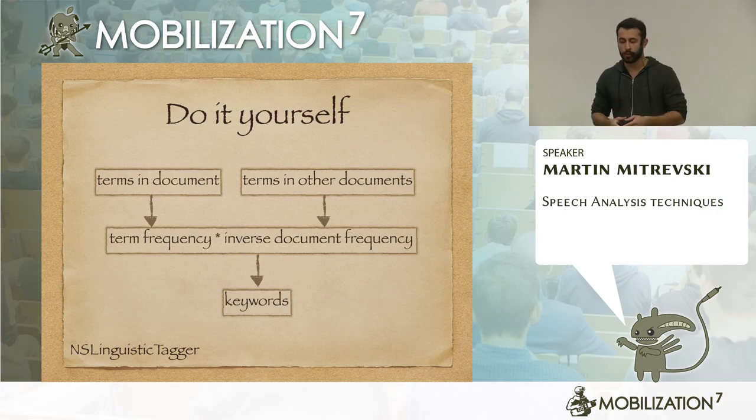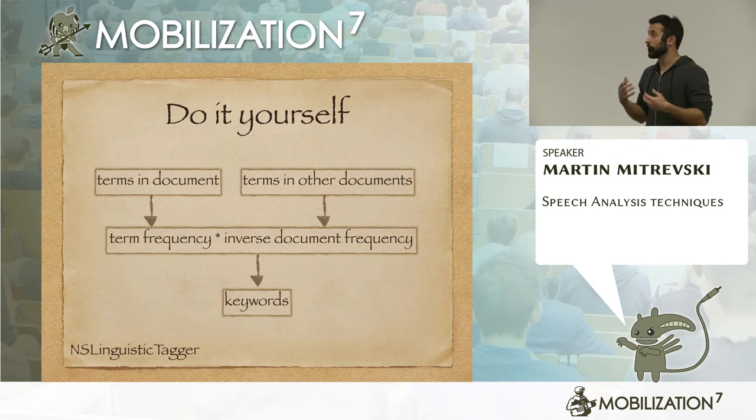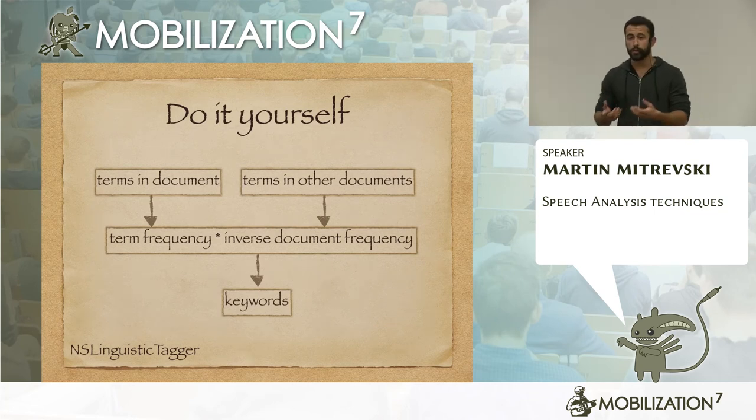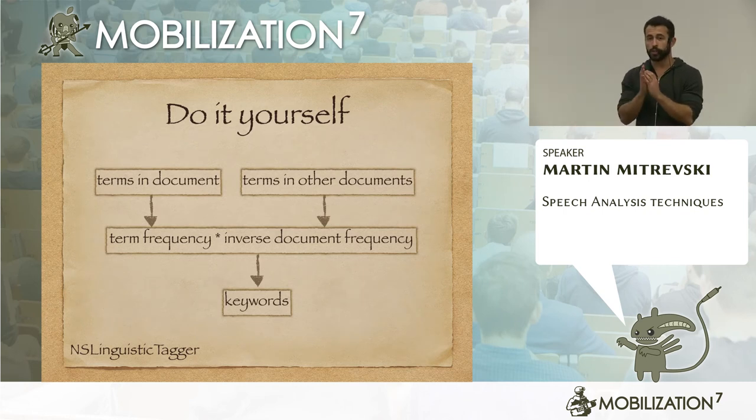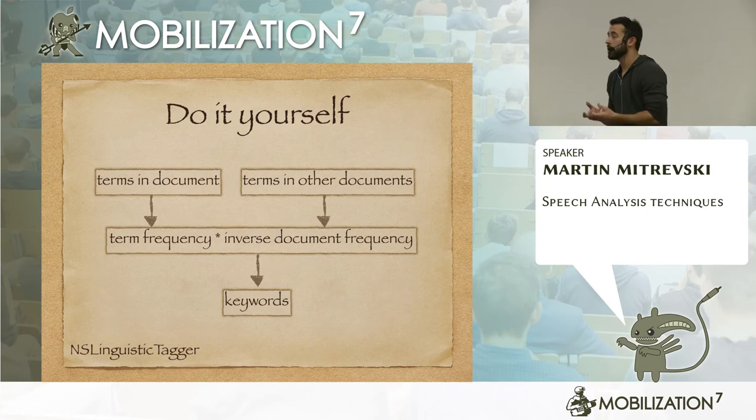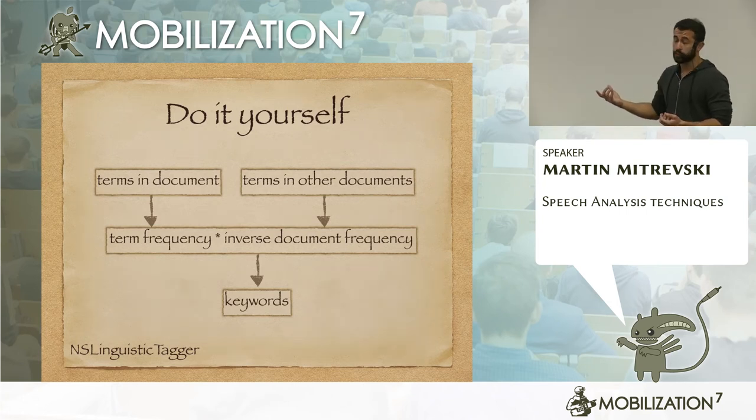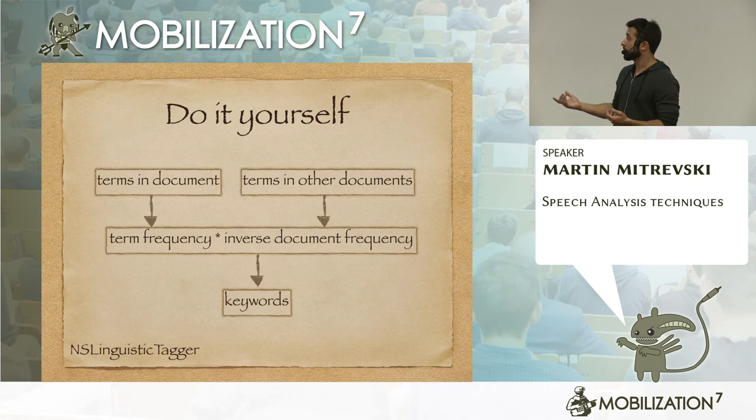So for example, if you have a text that includes names and surnames, let's say Tim Cook, you can tell the Linguistic Tagger to extract those names completely. So you want this as a full name, as Tim Cook. And this can be done with the Linguistic Tagger.